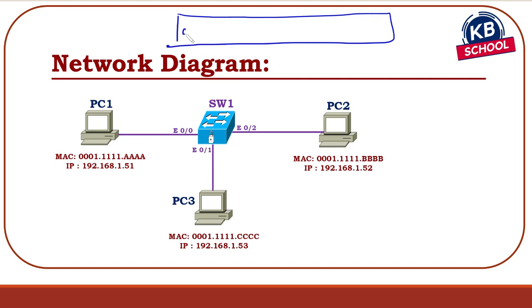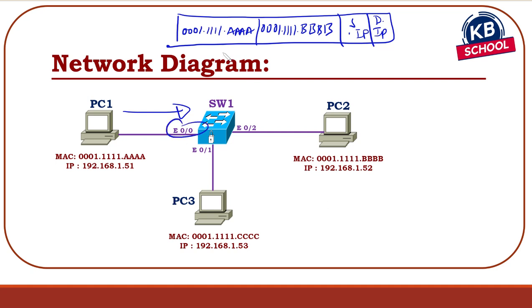it is coming in from 0001, 1111, AAAA. It's going towards, let's say, 1111, BBBB, and the source and destination IP addresses. When the switch receives the frame, it looks at the source MAC. It's the first frame coming into the switch. It looks at the source MAC came in from E0/0. It will build the MAC address table, or start building it.